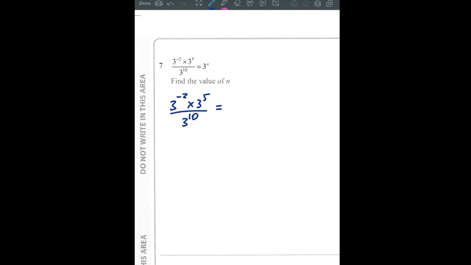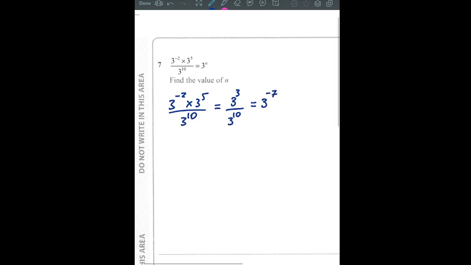3 to the negative 2 times 3 to the 5 is adding the powers. Negative 2 plus 5 is 3, over 3 to the 10. Don't be tempted to change that base number. In all the rules of indices, that base number, in this case the 3's, does not change. Now when I divide, I subtract the powers. We do the 3, take away the 10, leaves negative 7. But that's the same as the other side, the 3 to the n. So just looking at the powers, the only possibility for n is that negative 7 that we see on the other 3.